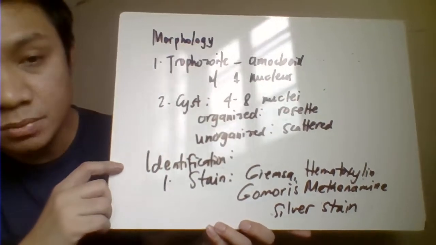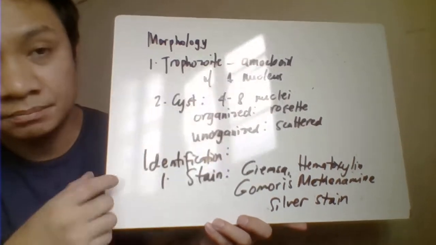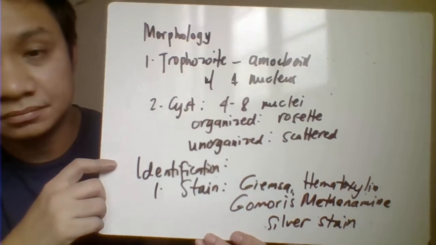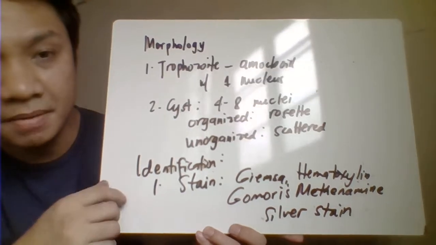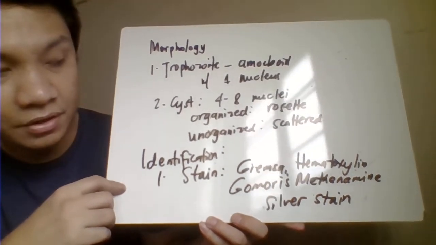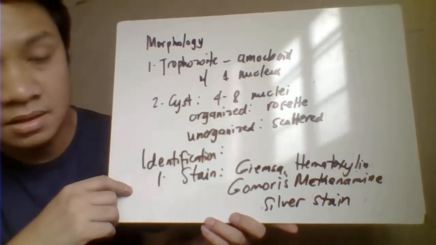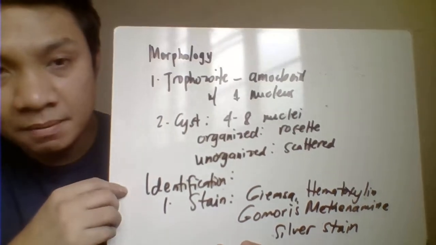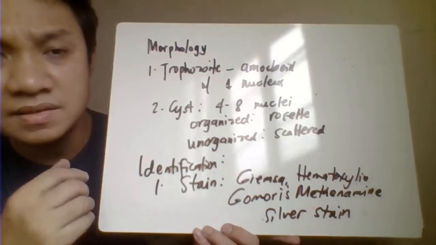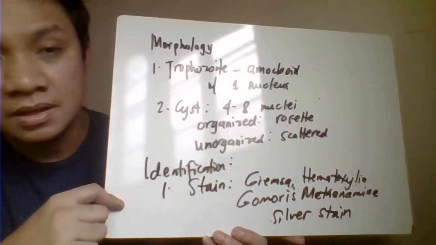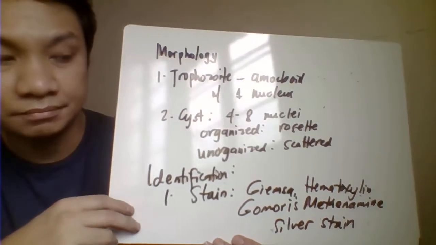For identification of this organism, you could use stains such as Giemsa, hematoxylin, iron hematoxylin, Gomori methenamine silver stain. Another correction on Blastocystis hominis: the nuclei of that is only 2 to 4.